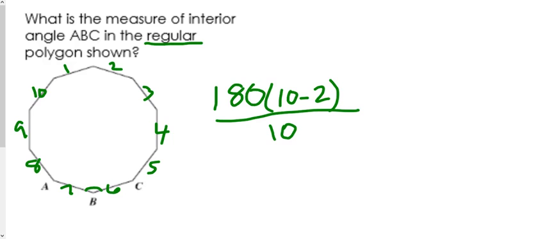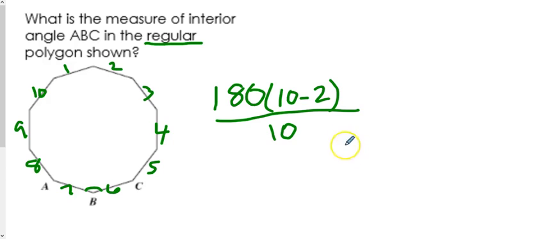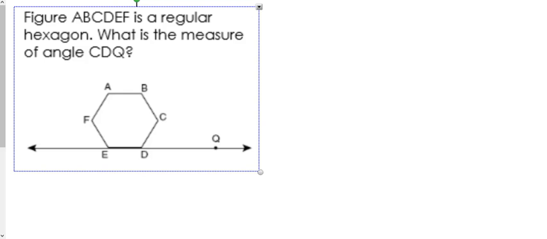All right, so let's go to Desmos and type that in. Oh, I put a +2. Let me fix that. Should be a minus. All right, so we get 144 degrees. Okay. All right, let's step it up.